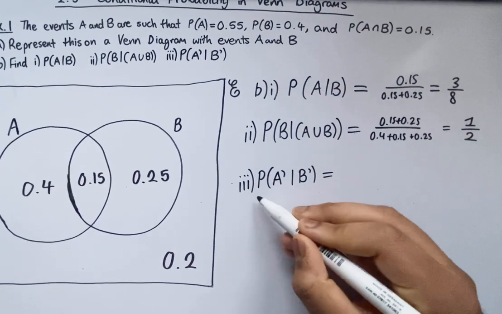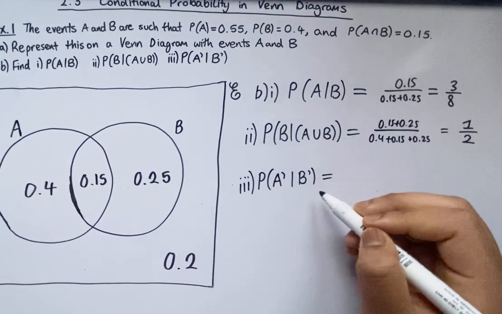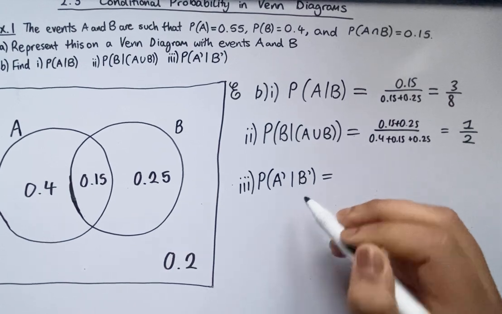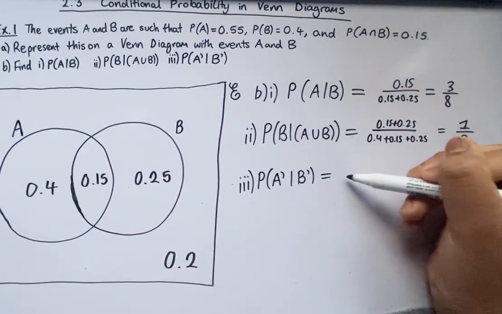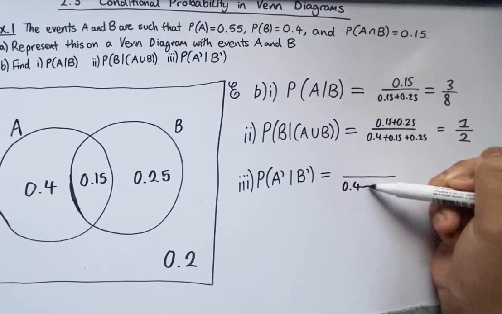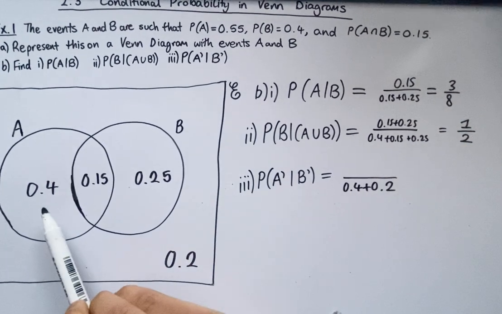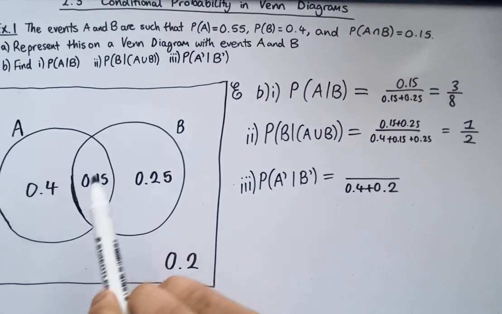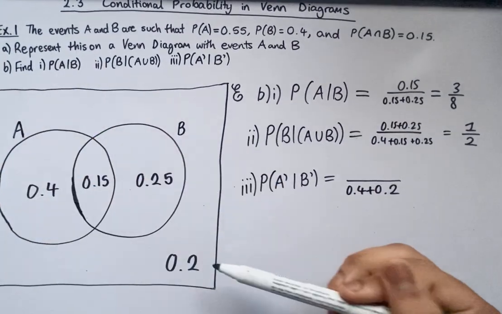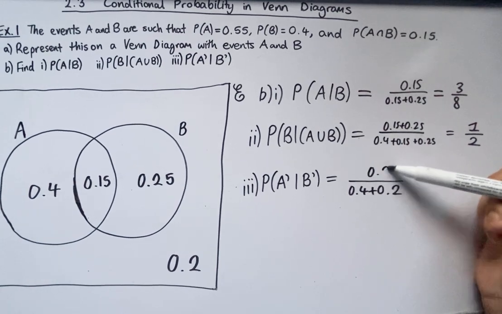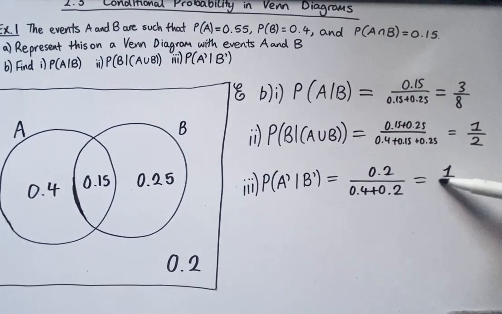Part III, the probability of not A happening given not B. We need to restrict ourselves to everywhere outside of B. So it will be 0.4 plus 0.2 in the denominator. And we want everywhere where not A happened. And so if we go to not B, if it's not A either, that means it must just be the 0.2 outside. And this will give you 1/3.